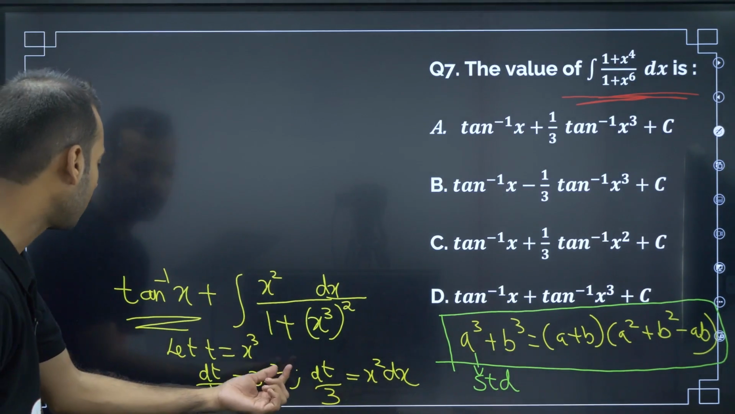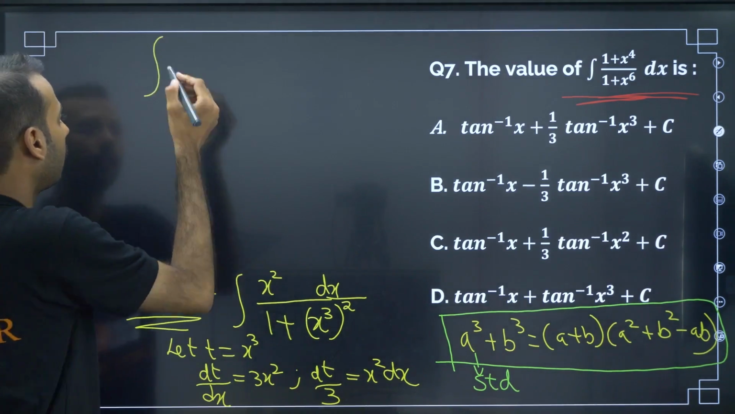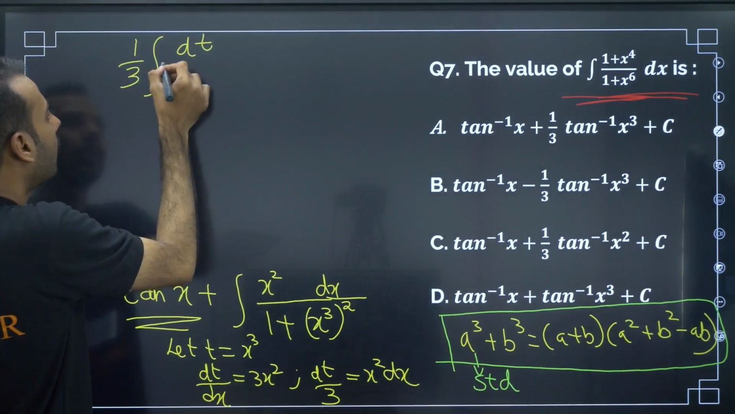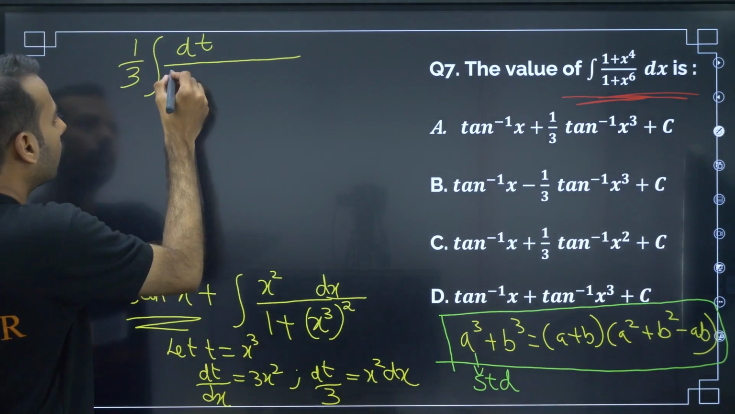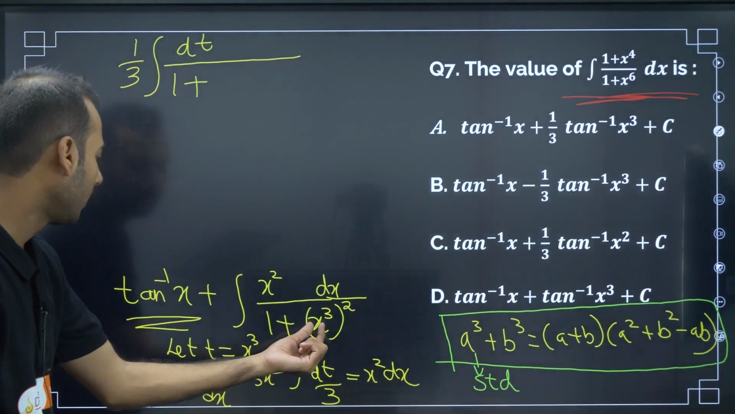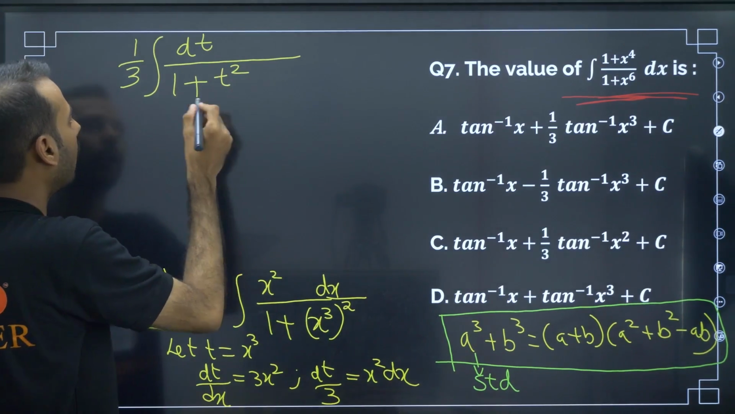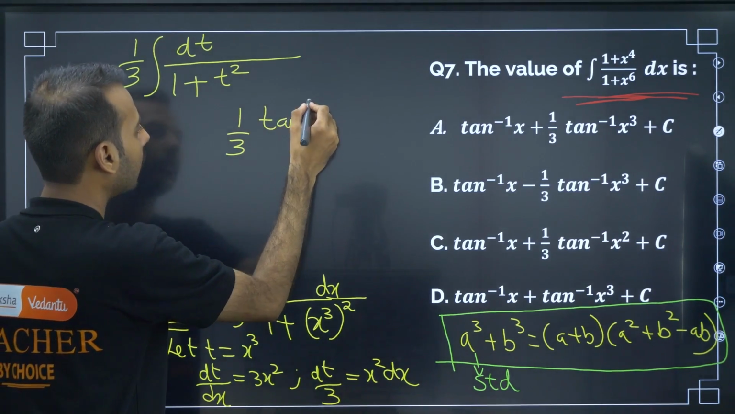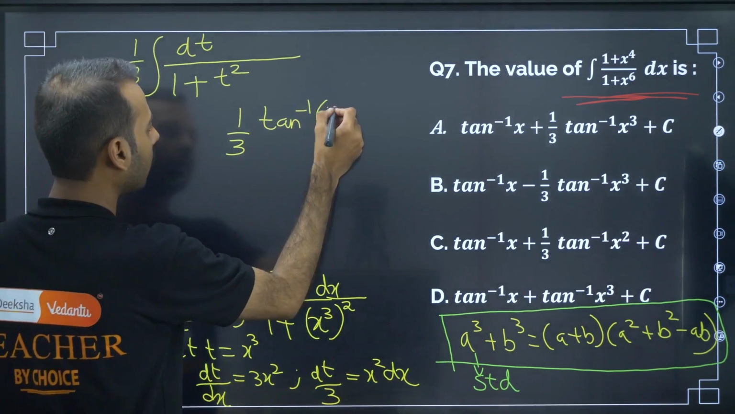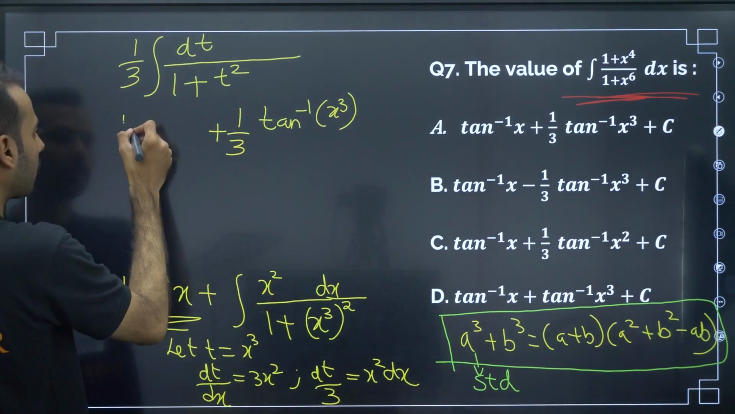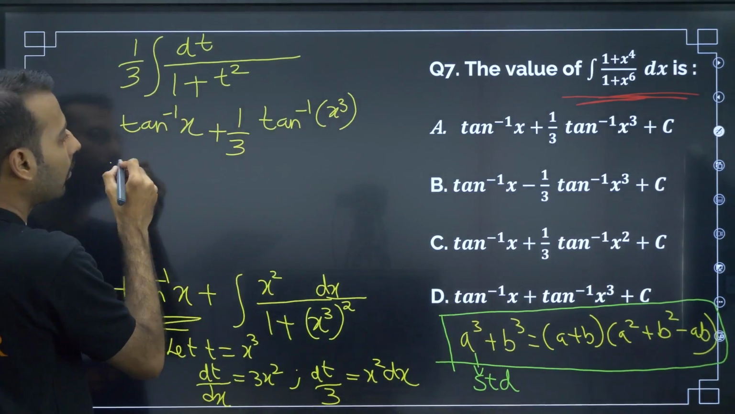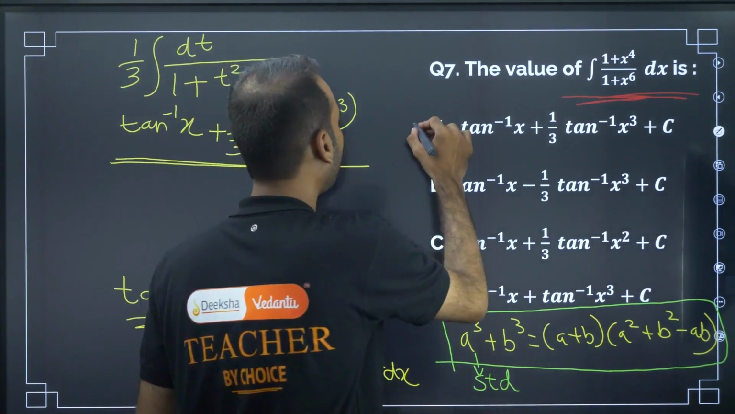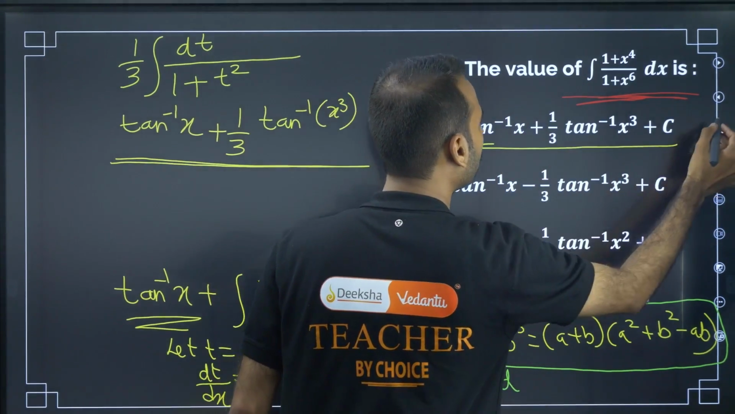So what were we discussing? Tan inverse x is already there. Now x square dx, let me write this as dt by 3. Also 1 by 3 let me write it outside, divided by 1 plus x cube. In place of x cube, t square. So this is 1 by 3 tan inverse t. In place of t, x cube. Tan inverse x plus 1 by 3 tan inverse x cube. Is there any such option? A is the answer. Moving on to next question.